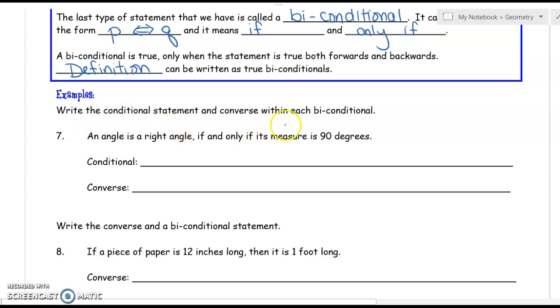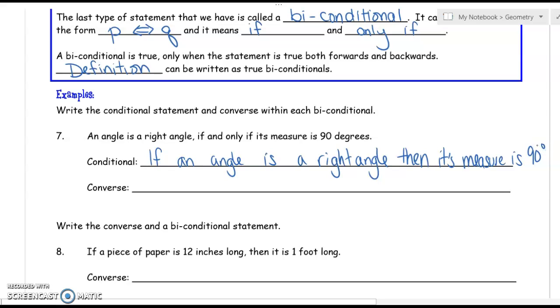All right. So here's what we got. Write the conditional statement and converse with each biconditional. So an angle is a right angle if and only if its measure is 90 degrees. The conditional would just be your typical if-then. If an angle is a right angle, then its measure is 90 degrees. The converse is where we swap them. So the converse is going to say if its measure is 90 degrees, then an angle is a right angle.